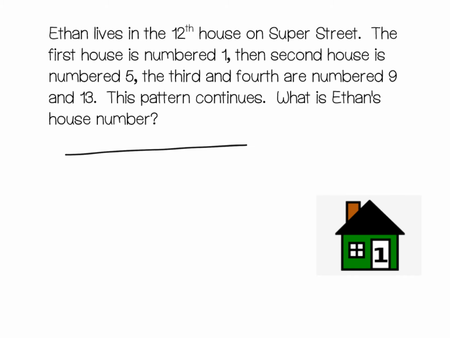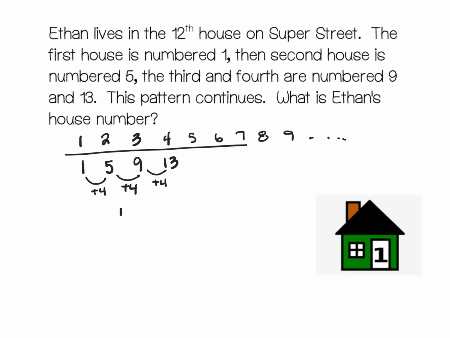So we know house number 1 is numbered 1. House number 2 is 5. 3 is 9. 4 is 13. So I can see a pattern here that it's increasing by 4 for every house number. Now you're welcome to go ahead and keep doing this until you get to number 12 and so on, right? Okay, but I'm going to use what we did yesterday where I can see the change every step is 4.